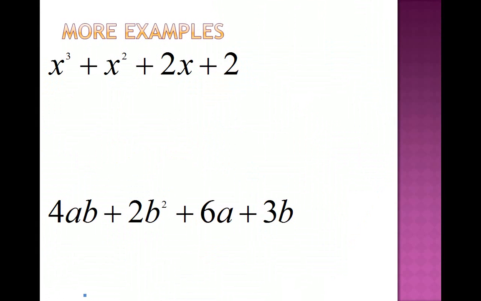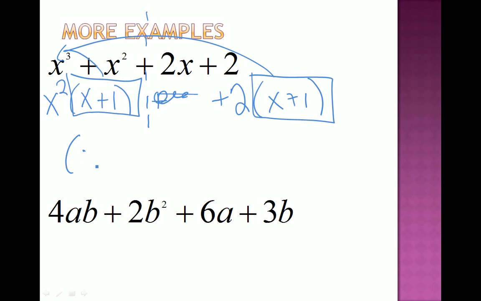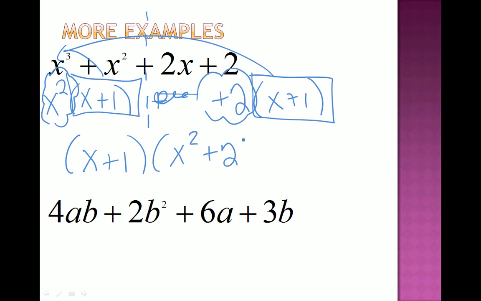All right, so let's do just a couple more examples here. Looking at the first two terms, I can take out an x squared. I'd be left with an x plus 1. Plus 2, take out another x plus 1. Now, because the parentheses are exactly the same, I can take those out as though I were factoring out a GCF and have an x plus 1. And what would I be left with? An x squared plus 2. As always, I encourage you to multiply it back out to make sure that you end up with the polynomial that you started with.